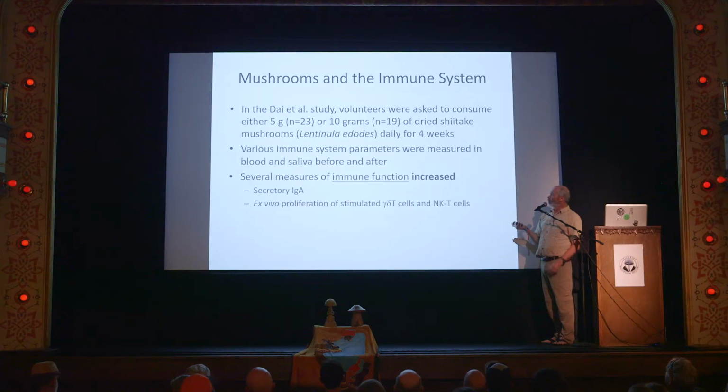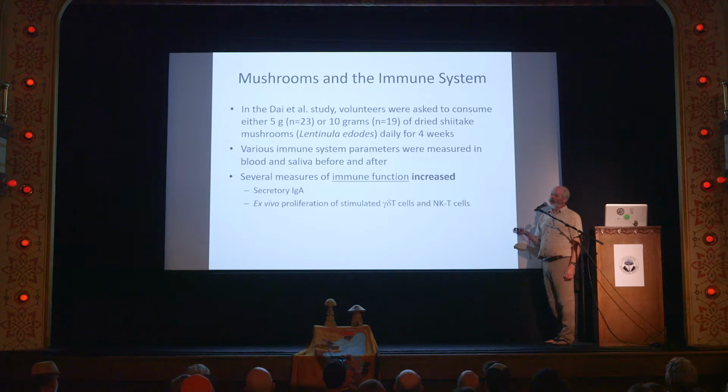So 10 grams of dried shiitake is 100 grams wet, so it's that quarter pound amount, and asked them to eat that every day. And what they were looking for, since you would know if you were eating shiitake or not, they didn't give it to you in capsules, there's no way to blind that. So they thought they'd look for a dose-dependent effect. If they saw an immune system effect at one dose, and then maybe it'd be bigger at another dose. And they measured a bunch of stuff before and after.